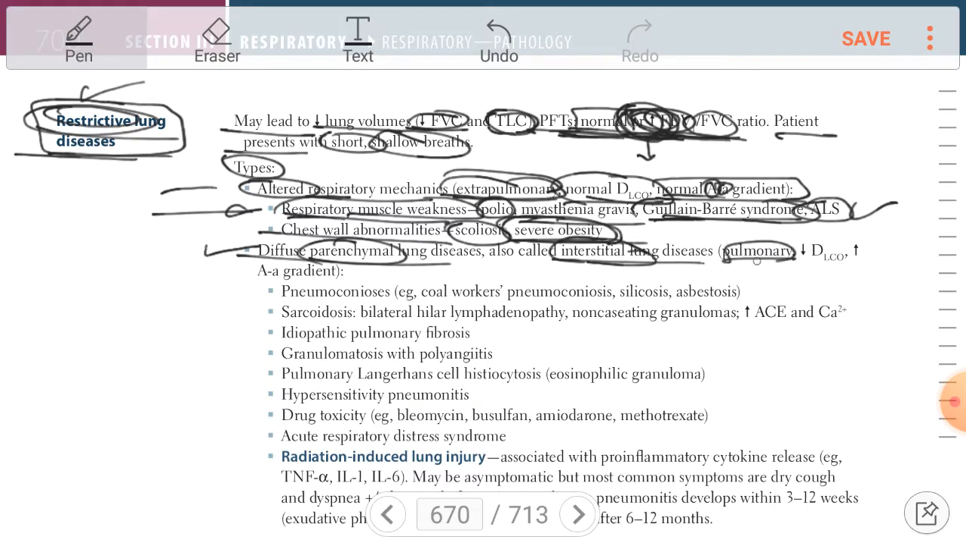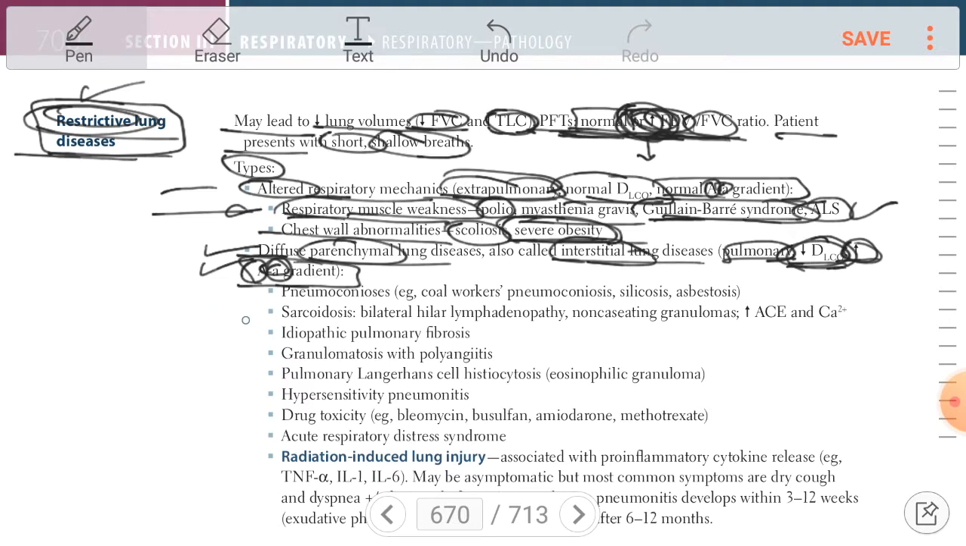It's pulmonary, from inside. Of course, if there is an effect on alveoli, there is a decrease in the diffusion of carbon monoxide. So there is a decrease in DLCO, and there is an increase in the A-a gradient. The difference between alveolar and arterial, this gradient will increase because there is destruction of the alveoli. So there is an increase in gradient between alveoli and arterial blood, and a decrease in diffusion of carbon monoxide.